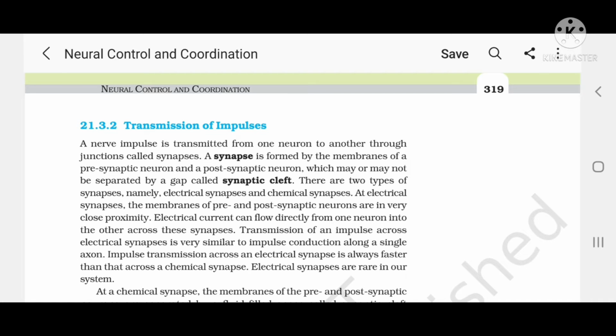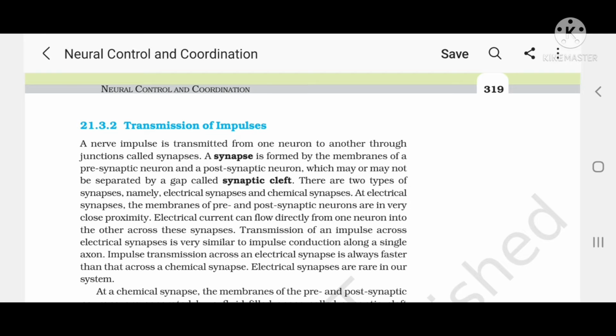At electrical synapses, the membranes of pre- and post-synaptic neurons are in very close proximity. Electrical current can flow directly from one neuron into the other across these synapses. Transmission of an impulse across electrical synapses is very similar to impulse conduction along a single axon. Impulse transmission across an electrical synapse is always faster than that across a chemical synapse. Electrical synapses are rare in our system.